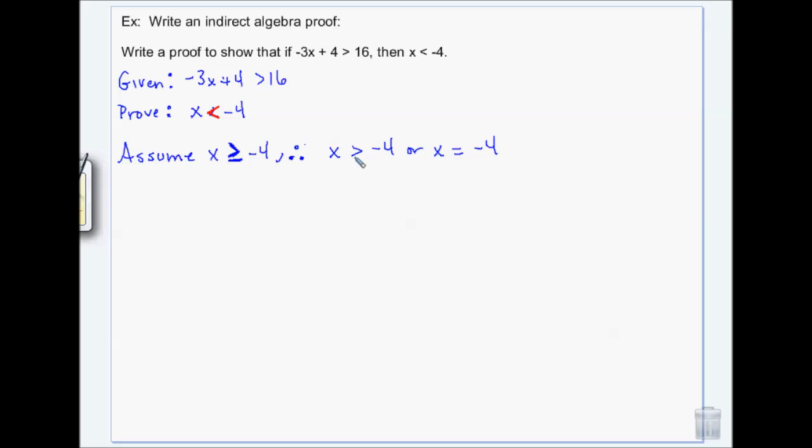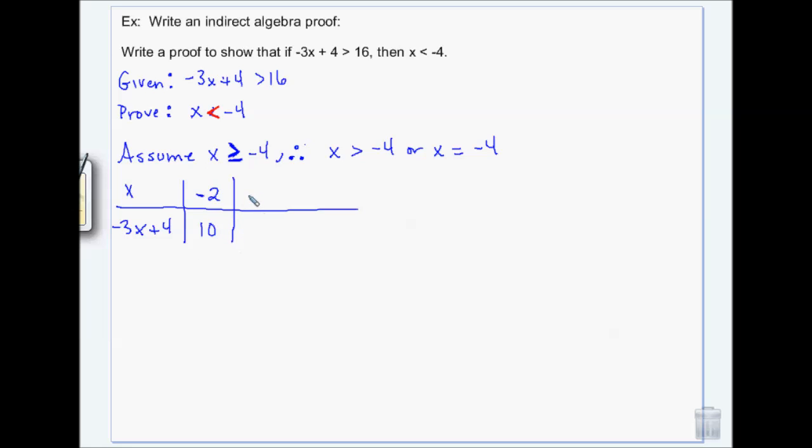That means it has to be greater than or equal to. So then we're going to make a table. If I pick random values that are greater than or equal to negative 4 and plug them in just to see what happens, this is my logical reasoning. If I say negative 2 is greater than negative 4, I plug the negative 2 in, and I get 6 plus 4, that's 10. 10 is not greater than 16.